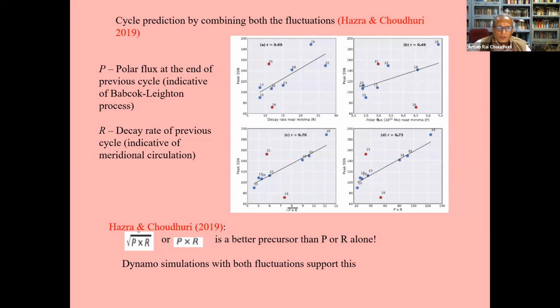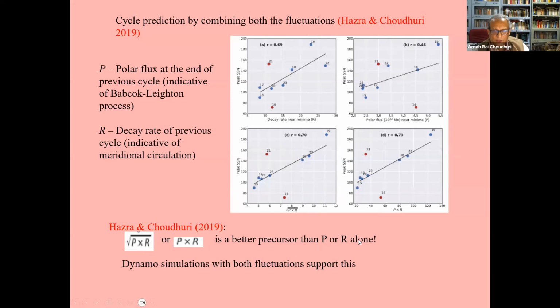So we can consider this quantity P, polar flux at the end of the previous cycle, which is indicative of the fluctuations in Babcock-Leighton process. And then there is another quantity R, decay rate of the previous cycle, which is indicative of what was the strength of meridional circulation at that time. So looking at the data of the last few cycles, we found that there is some correlation of the strength of the next cycle, both with this decay rate R and also this polar flux P. But instead of considering correlations with R or P, if we consider such combinations like square root PR or P into R, then we found that the correlation became much stronger. So our suggestion is that now when we do predictions for the future cycles, we should use some combination of P and R to get a base kind of prediction.